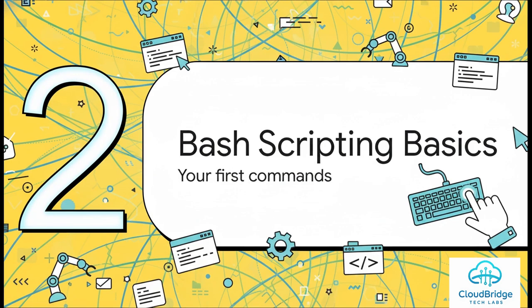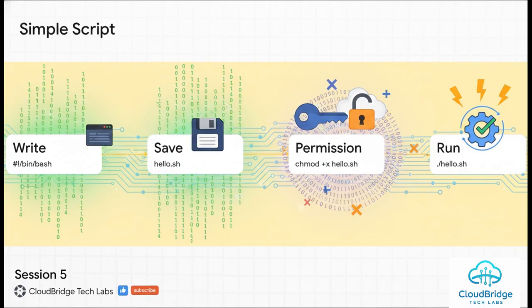All right, moving on to Section 2, Bash scripting basics, building your first automated commands. Okay, so the life cycle of a simple script basically breaks down into 4 clear steps. First up, you write the code. Check out that first line, #!/bin/bash. We actually call that the shebang, and it basically just tells the system, hey, use the bash interpreter to run what follows. Then we drop in our command, echo hello DevOps.